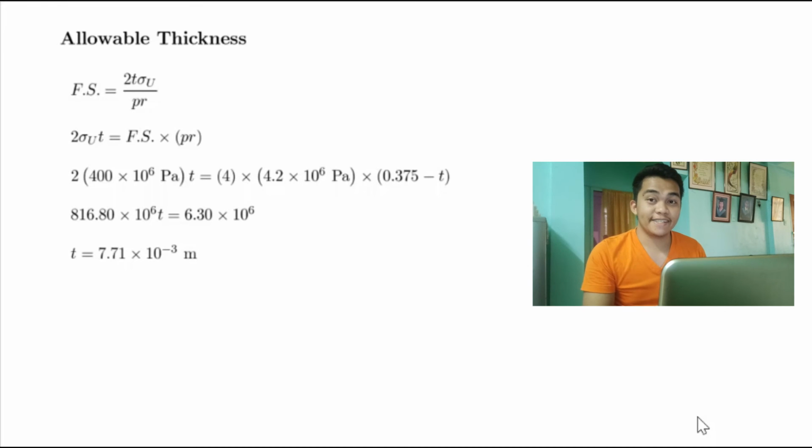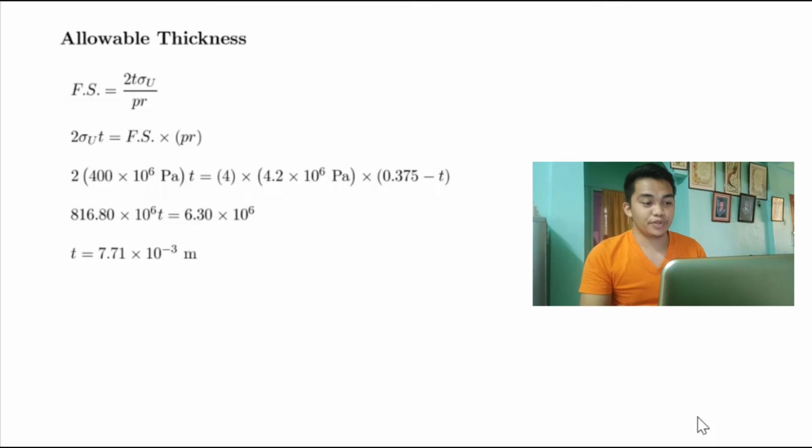So the unit here is still in meters. So we're going to multiply it by 1000 because the unit that we're going to use is millimeter. So that is what we're going to find. If we multiply this by 1000, it will become 7,710 times 10 raised to the power of negative 3.